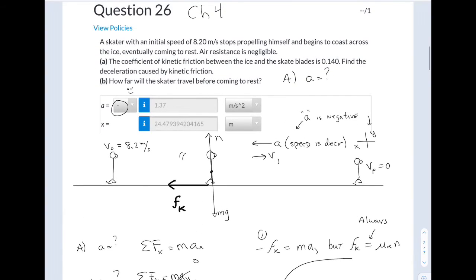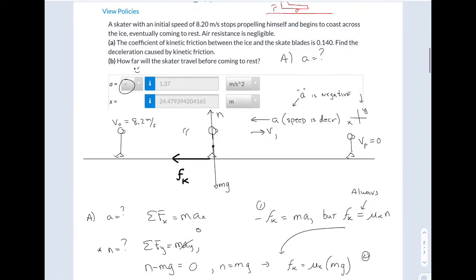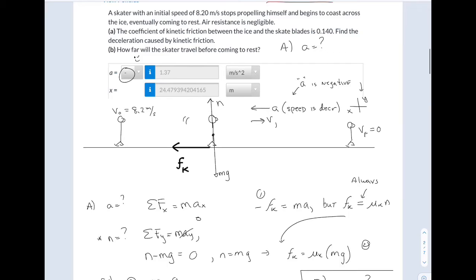Okay, number 26. This problem is going to remind you of the jet car problem, where the jet car skidded on the desert salt bed. Here they give you a skater and the initial speed, and then they're at rest. I drew the skater moving here, and they eventually come to rest because there's a friction force, the force of kinetic friction.